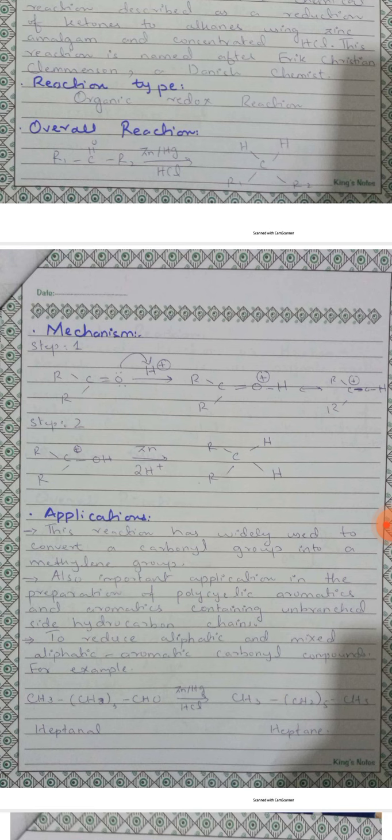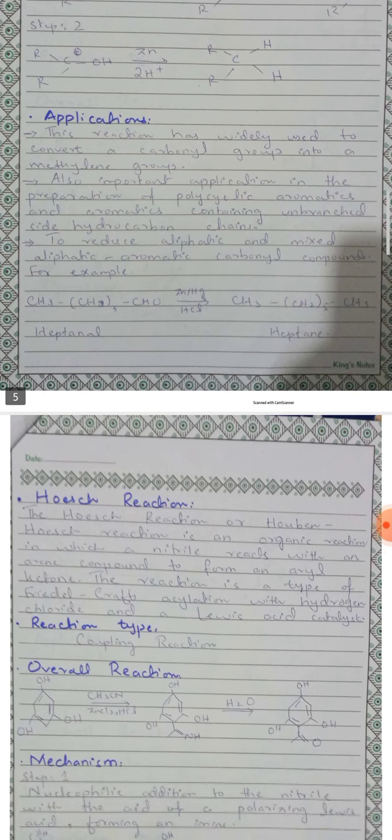To reduce aliphatic and mixed aliphatic-aromatic carbonyl compounds, the Clemmensen reduction mechanism is also used. For example, you can see here that heptanal in the presence of zinc amalgam and HCl is reduced to heptane, which is an alkane.